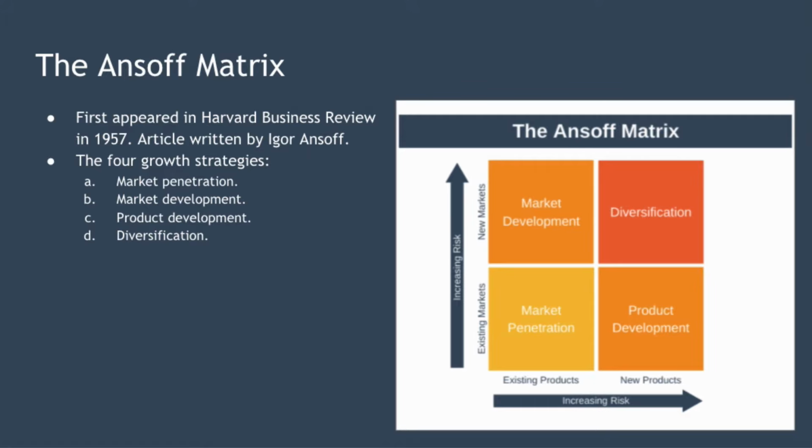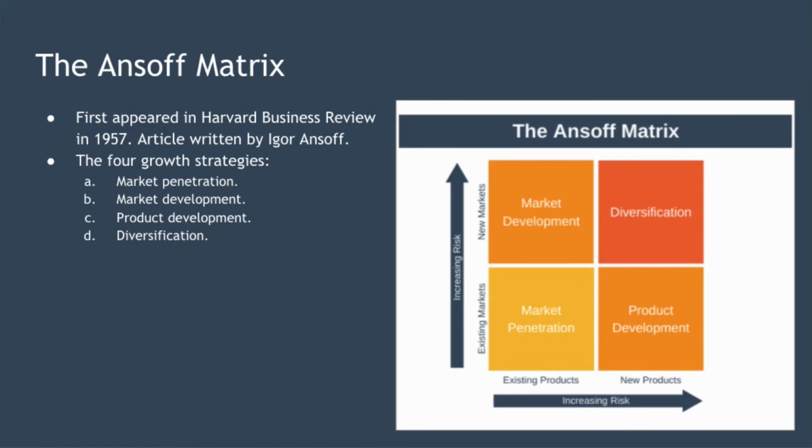So the first strategy is market penetration, where the company tries to grow the market share of its existing products that it already sells. The second strategy is market development, where the company tries to grow by taking its current products into new markets. Third, we have product development, where the company tries to grow by taking new products to its existing markets. And fourth, we have diversification, where the company tries to grow by creating new products and taking those new products into brand new markets.